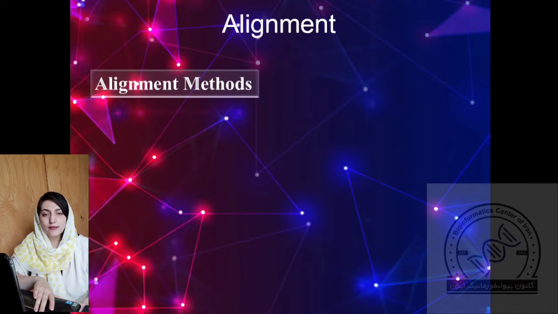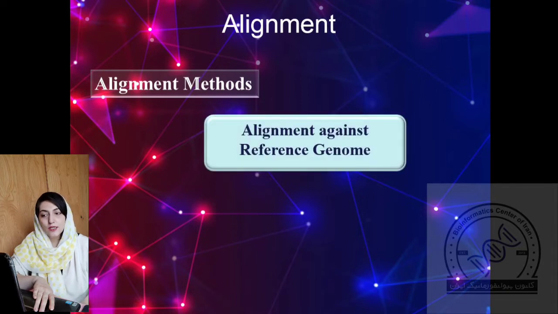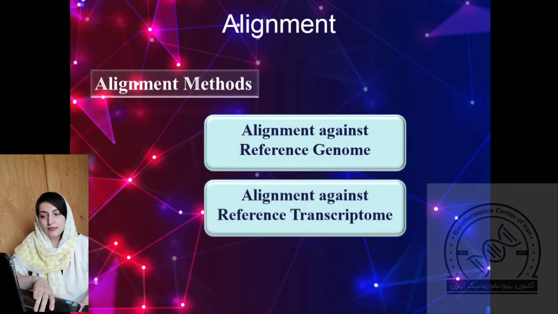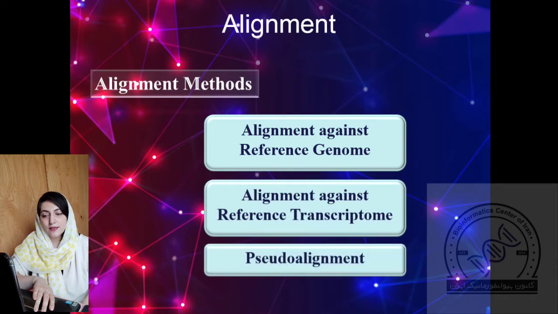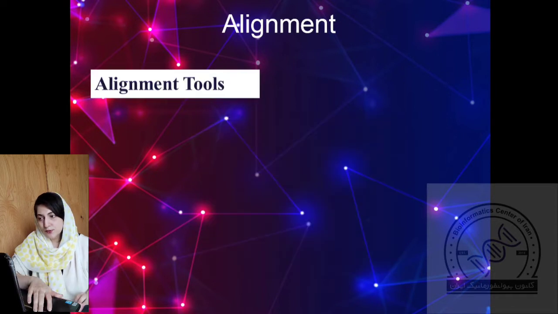You may have heard that alignment has different types. One of them is alignment against a reference genome, another one is alignment against a reference transcriptome, and the last one is pseudo alignment. In this video, I'm not going to talk about pseudo alignment because it has a special method for doing the alignment, but in the next videos, I will have one video special for pseudo alignment. In this video, I will discuss reference genome and reference transcriptome alignment.